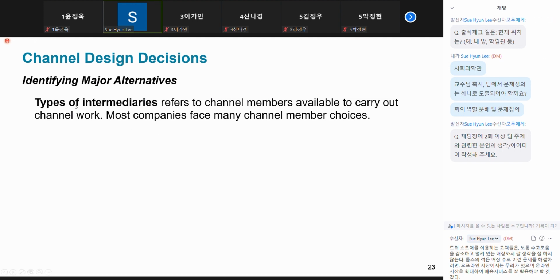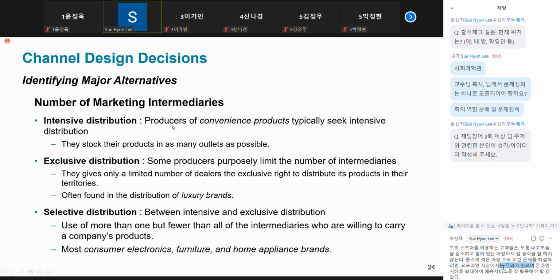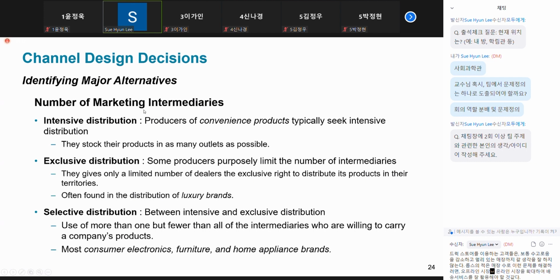Intermediaries. Here, types of intermediaries means channel members available to carry out channel work. Mostly, companies face many channel member choices in this case. Finally, identifying major alternatives. Companies must also determine the number of channel members to use at each level. Three strategies are available: intensive, exclusive, and selective distribution.